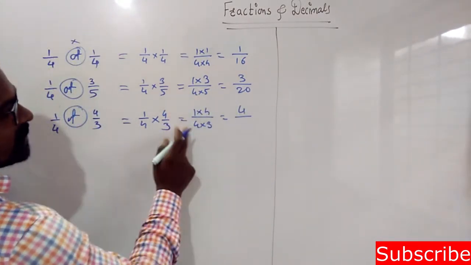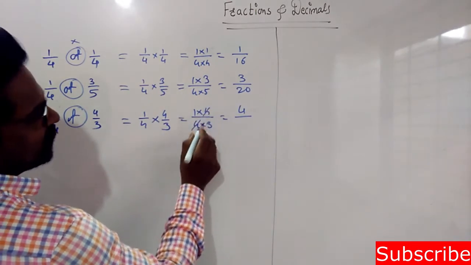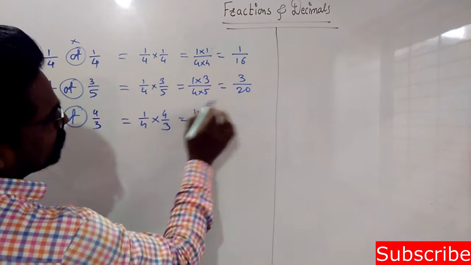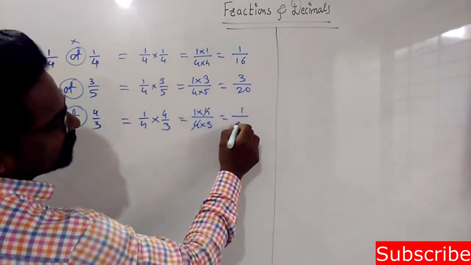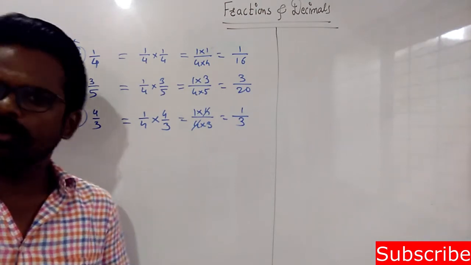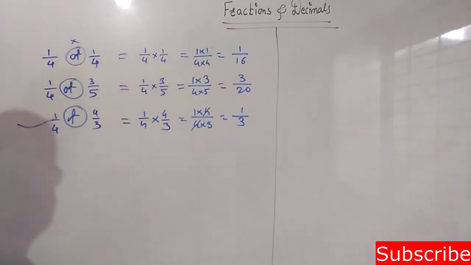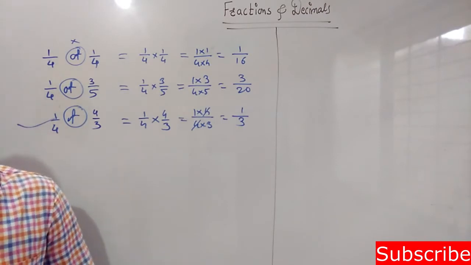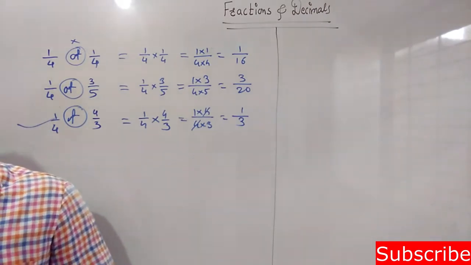Now here, instead of doing the multiplication, we will cancel out a few terms. That 4 and this 4 will cancel each other. Now we are left with only 1 upon 1 into 3, that means 1 by 3 is the answer of this product. Okay, fine, no problem. So we have seen that. Now let's discuss a few more examples.